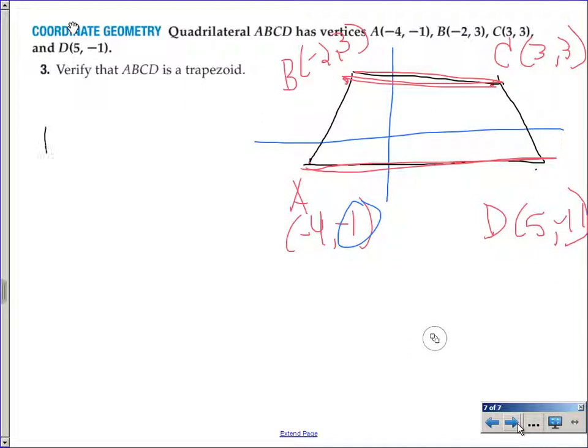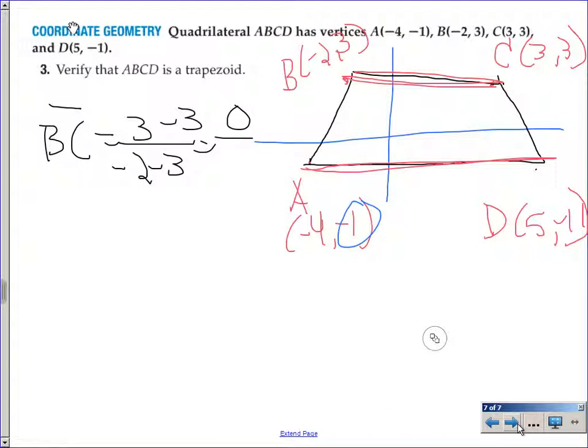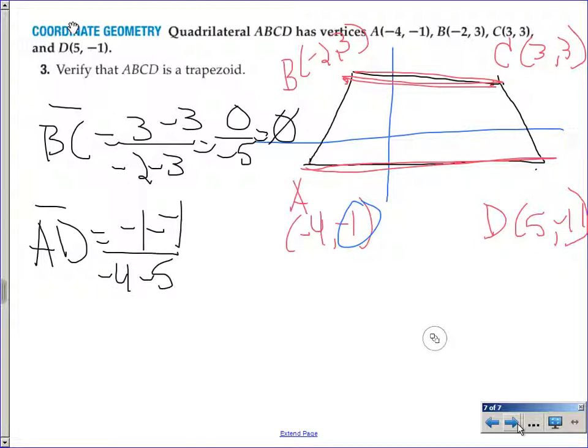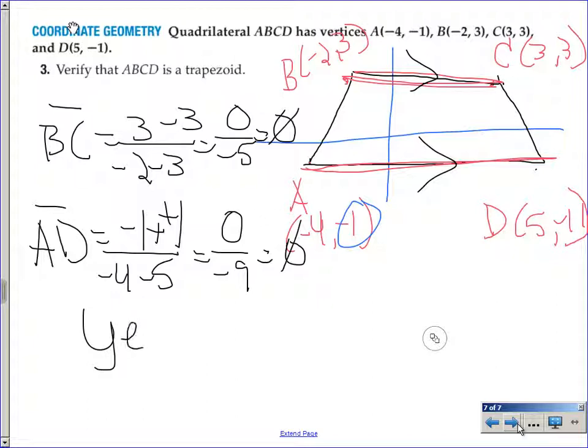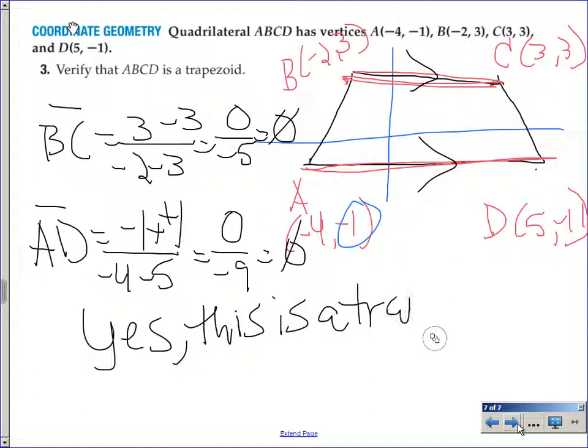So plugging it into the slope formula, I'm going to work on BC, and the slope is going to be 3 minus 3 over negative 2 minus 3, which gives me 0 over negative 5, so the slope is 0. And for A to D, it's going to be negative 1 minus negative 1 over negative 4 minus 5, which is 0 over negative 9, or 0. So I have proven that it's a trapezoid. I've proven that these segments are parallel, and that's what we need for a trapezoid. So the answer is yes. This is a trapezoid because the bases are parallel.